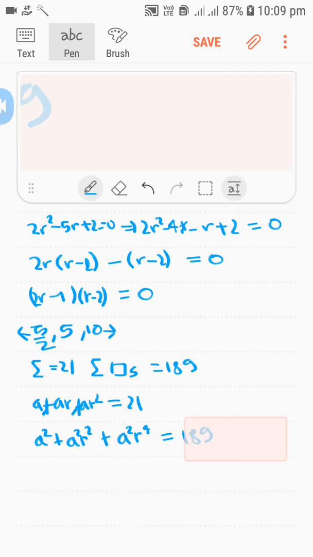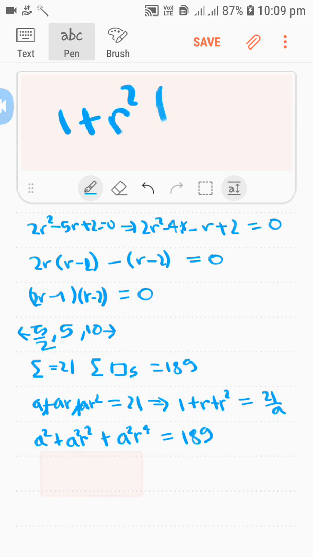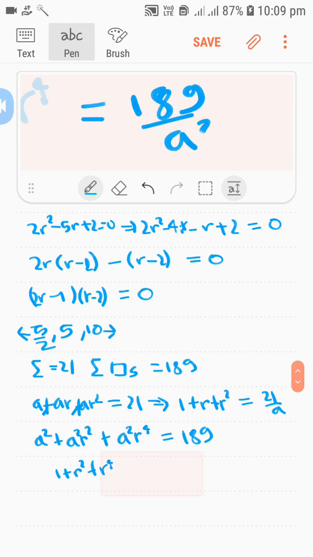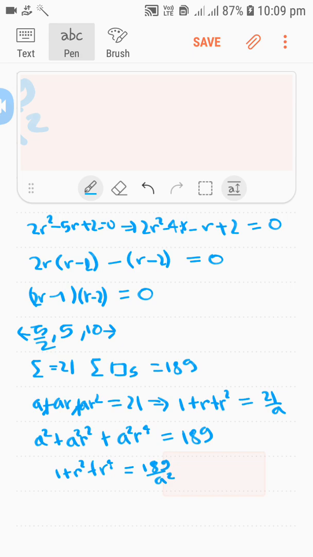Well, I think it would be easier if we just divide this by A to get 1 plus R plus R squared is equal to 21 upon A, and similarly 1 plus R squared plus R power 4 is equal to 189 upon A squared. Okay, now we have to figure out some way of solving it. Is there anything which we can see in common? Oh yeah, we can see a 1 plus R plus R squared. Well, I don't know how that is going to help us.